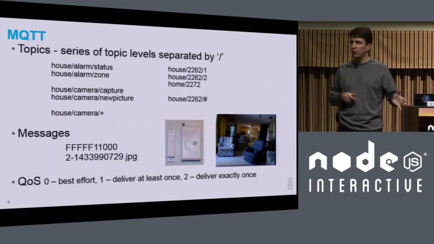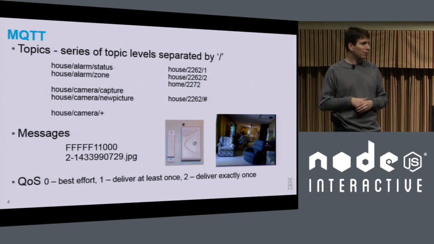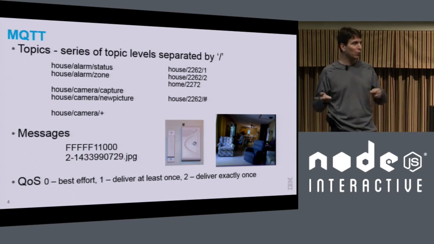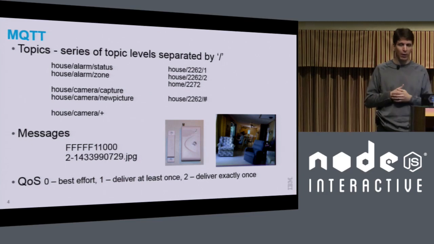So I just want to start out by telling you a bit about MQTT itself. There's a few basic concepts. The first one is topics. Topics are the way that you register your interest or you publish messages. And those topics are really just a set of strings separated by slashes.